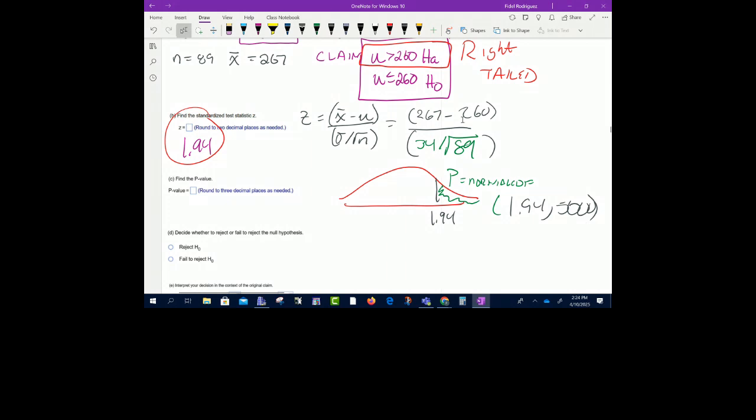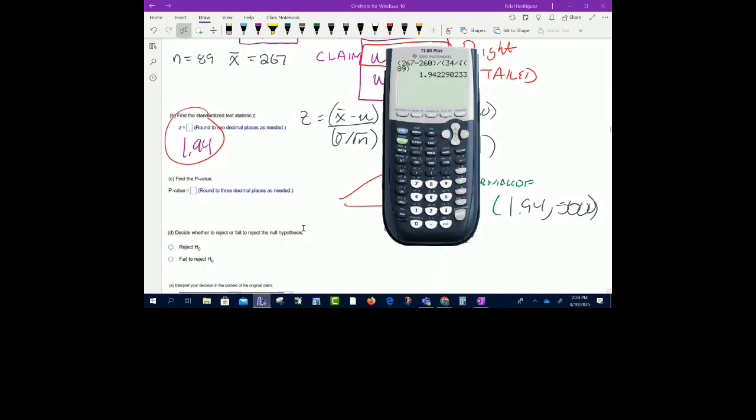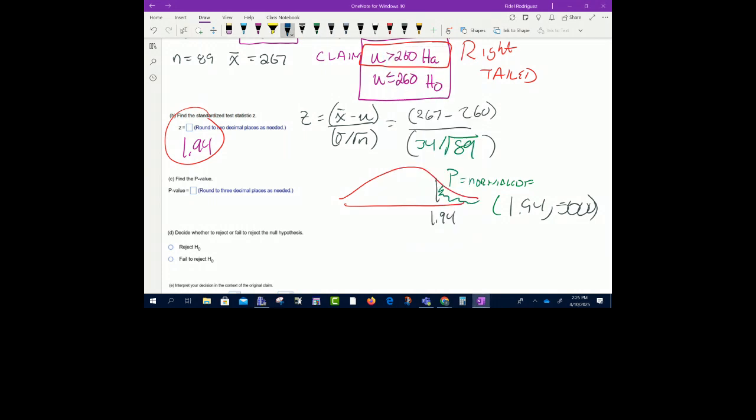Okay, let's try this. Second VARS, number 2, normal CDF: 1.94, comma 5,000, 1, 2, 3. Let's close that off and hit enter. Okay, I want you to notice something here. They are asking me to go to 3 decimal places. What do y'all think? 0.026 or 0.027? 0.026, right?